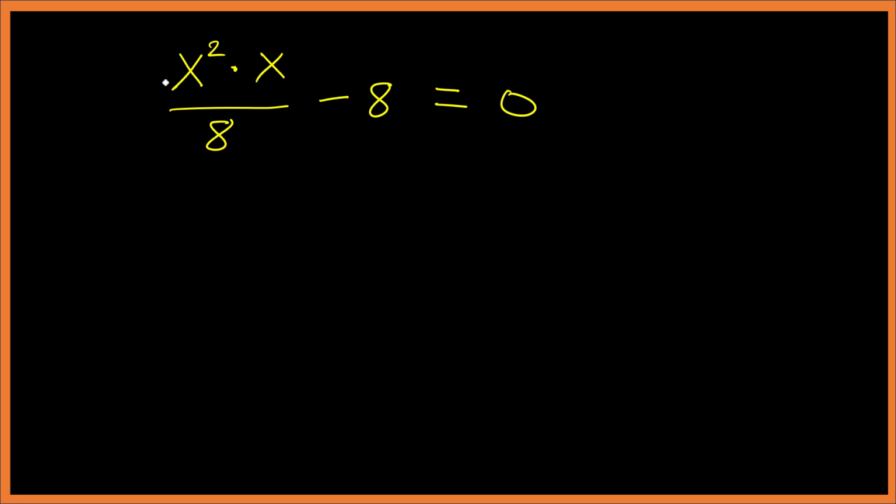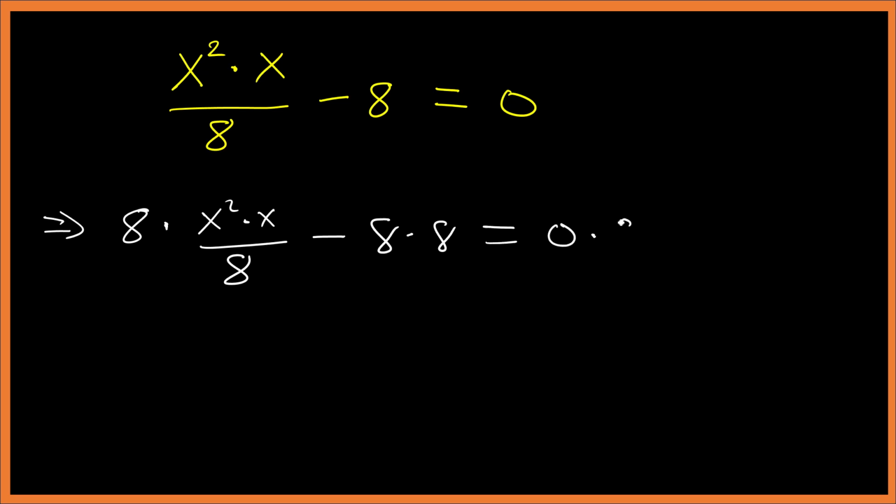Now we are given x squared times x on 8 minus 8 equals 0. Alright, so let's start by multiplying both sides by the LCM. So we have 8 as the LCM times x squared times x on 8 minus 8 times 8 equals 0 times 8.